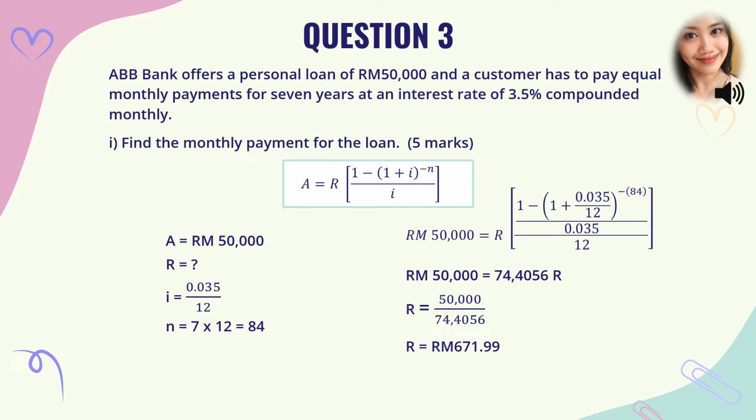Based on the formula, 50,000 ringgit equals R in bracket 1 minus in bracket 1 plus 0.035 over 12 power negative 84 over 0.035. After calculating the number in bracket, we will get 50,000 ringgit equals 74.4056 R. So, R equals 50,000 over 74.4056.